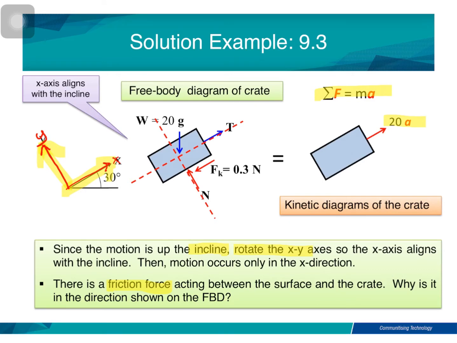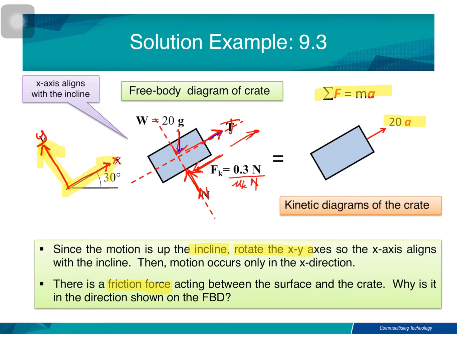What do we have? We have the weight, mg, which is 20g. Then we have the tension in the cable, T. Then we have the normal force perpendicular to the surface. And then we have the friction force. You must remember, friction force acts opposite to the direction. So this is the direction, and the friction force is here. The friction force is equal to mu k N.